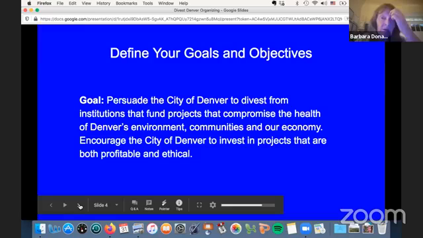We defined our goal very generally as funding projects that don't compromise the health of Denver's environment, communities, and economy, and that invest in projects that are profitable and ethical. From there, we came up with specific objectives. One of our objectives, which we thought we needed initially, was to lobby all city council members. Well, we didn't really need to do that.